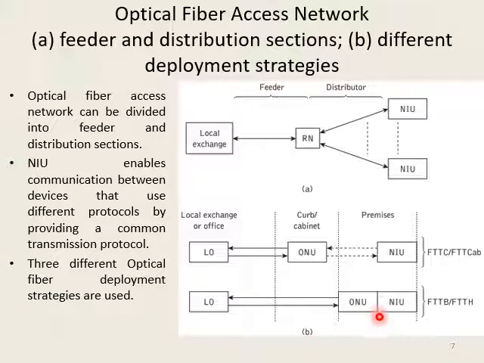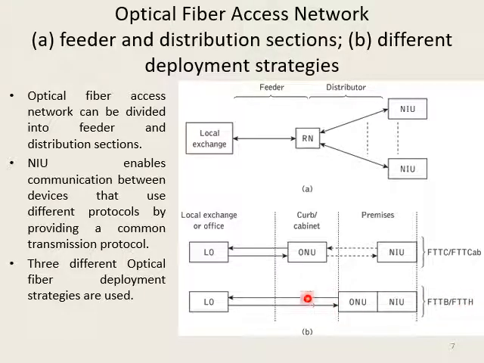So normally the connection or deployment strategy can happen in two cases. One is FTTC and the other is FTTCab. FTTCab is nothing but fiber to the cabinet, and FTTC is fiber to the curb. So either fiber to the cabinet or fiber to the curb is defined in this particular section, where the ONU is the mainstream for the curb or cabinet unit. ONU is nothing but the optical network unit, which makes the connection at the curb region itself.